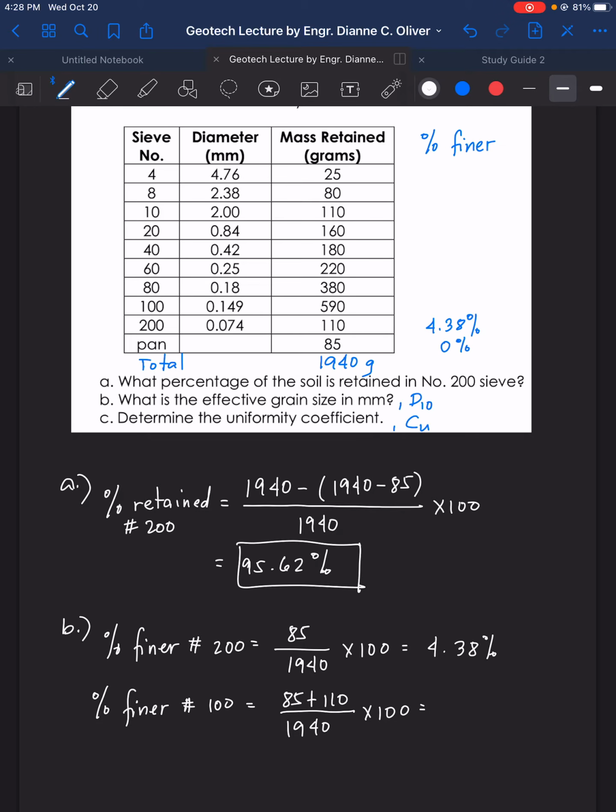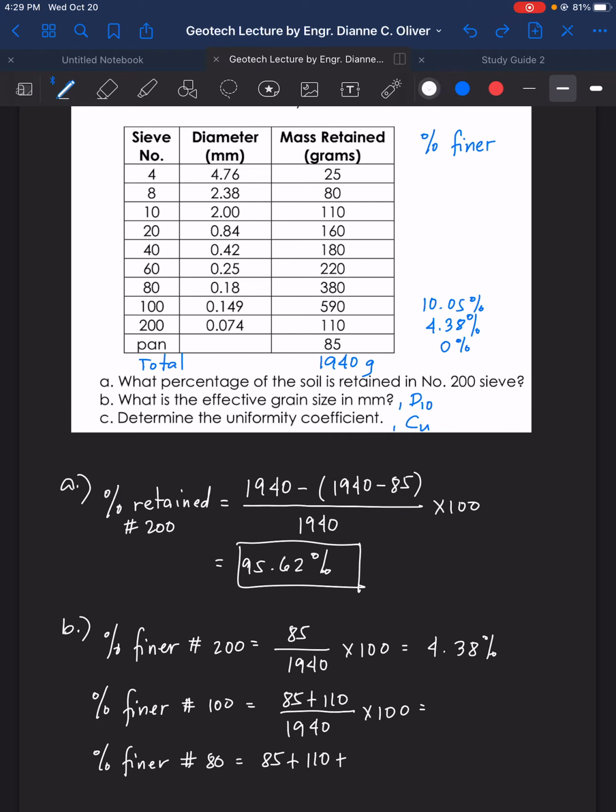1940 times 100. So that is 10.05%. Now, how about the percent finer for number 80? So that is 85 plus 110 plus 590. So we are adding this because these are the grams that pass through number 80.